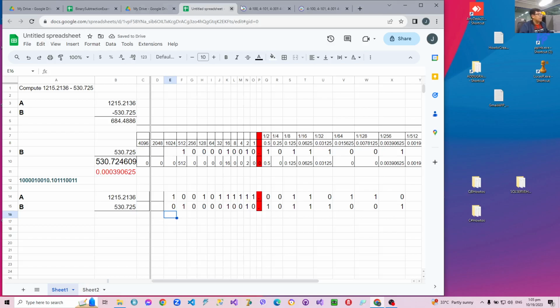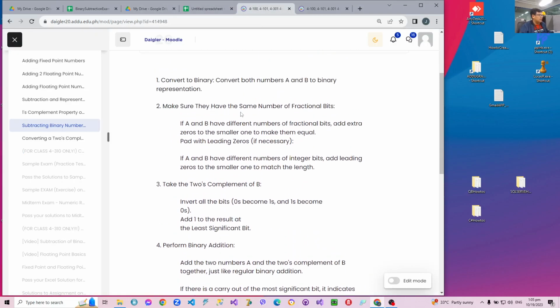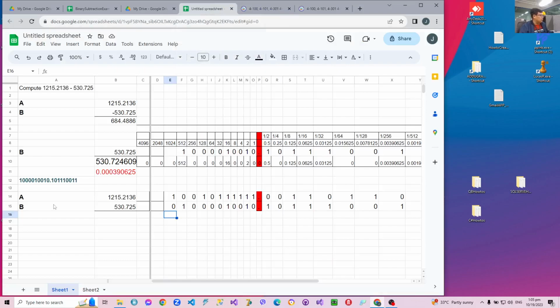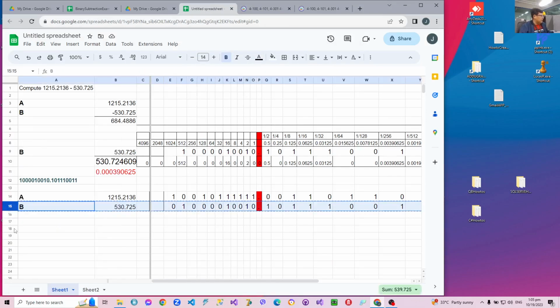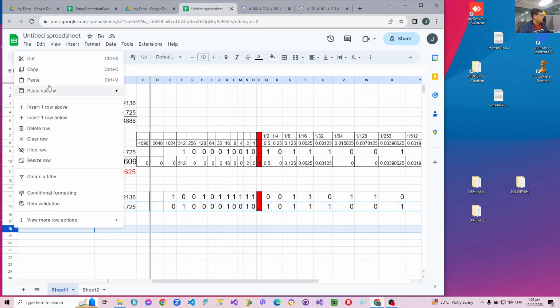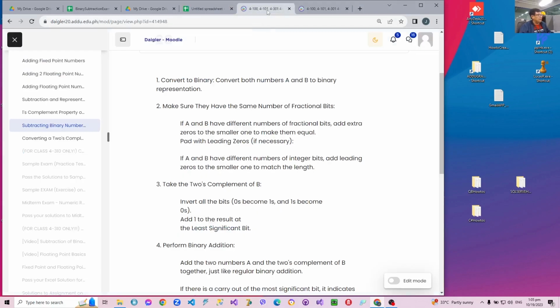So that's the second step. We make sure that they have the same number of fractional bits. Now we proceed to the next step, which is to take the 2's complement of B. We first take the 1's complement and add 1 to the least significant bit.